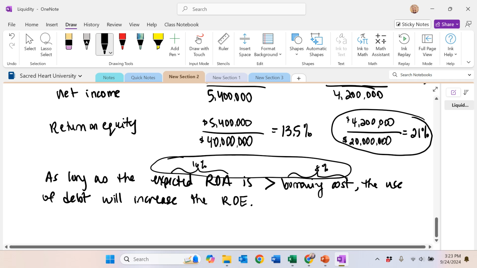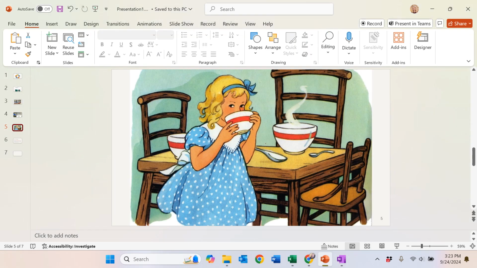So again, like we said, for the liquidity measures, we don't want the debt to be so high that we can't pay back, but even the stockholders do want that debt amount to be high in order to increase the ROE.